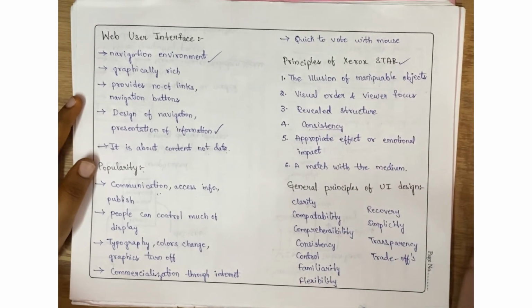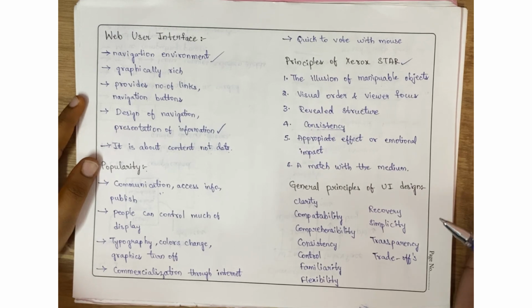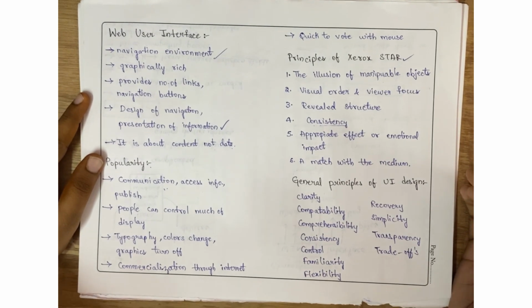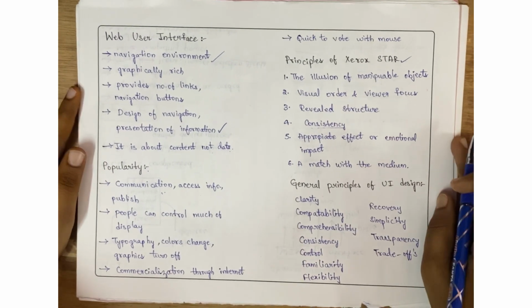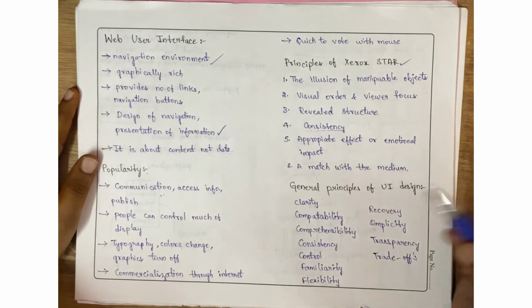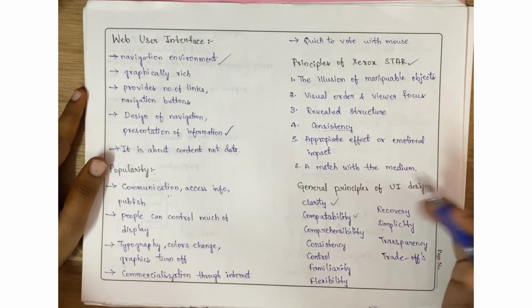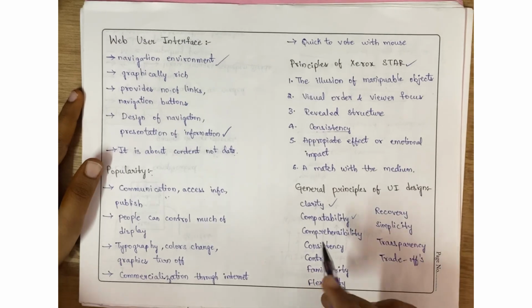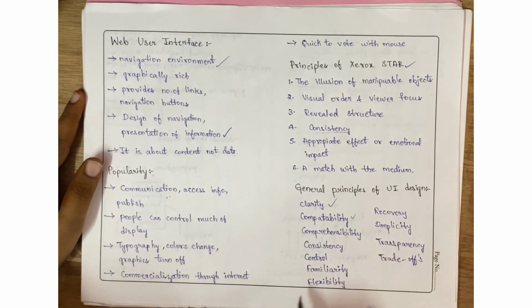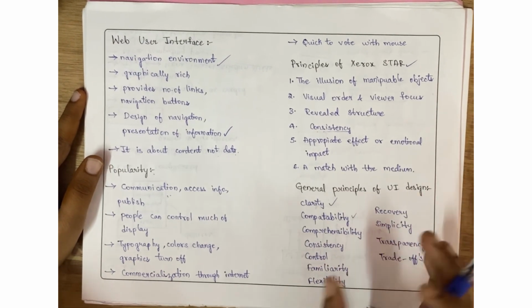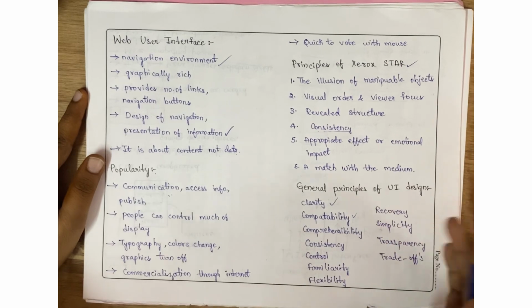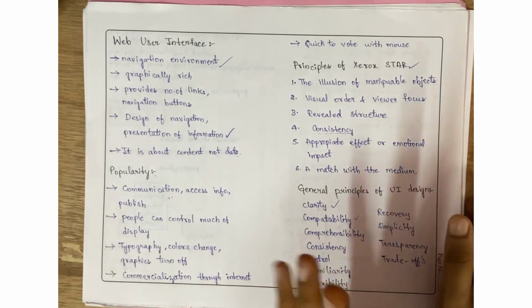Coming to the general principles of user interface design, there are nearly 30 to 40 principles provided in the textbook. The main things I have written here are that the design should have clarity, it should be compatible, comprehensible, and it should have consistency, control. That means we should be able to control things in the design, familiarity, flexibility, recovery. So there are many things.